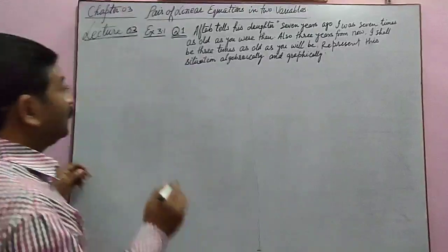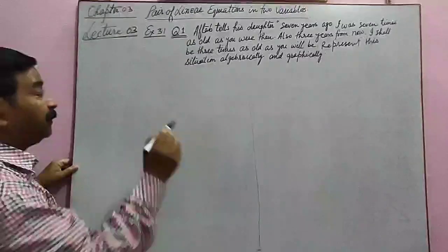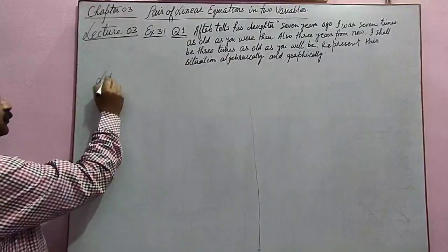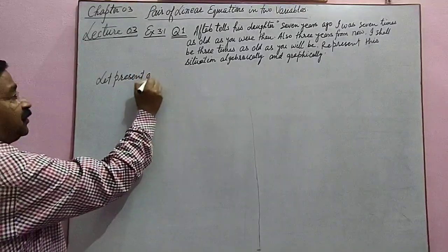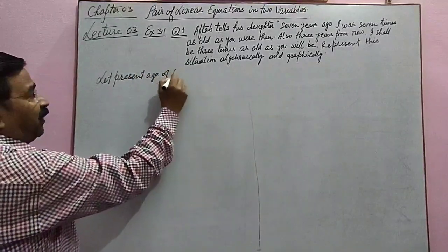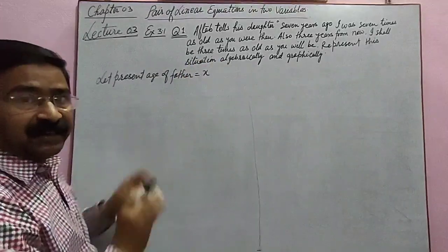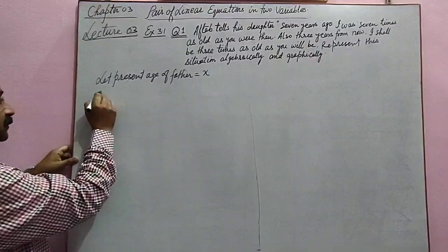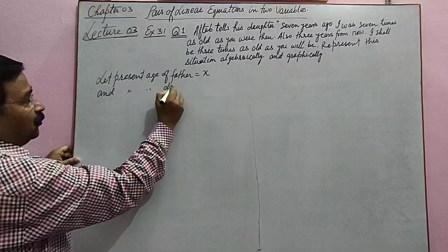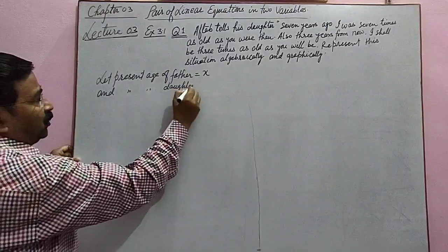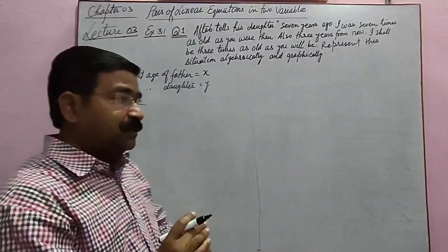Here Aftab is the father and his daughter. So I am writing the solution, how to form the equation. Try to understand. Let the present age of father be x in years, and present age of daughter be y years. Ages are in years.